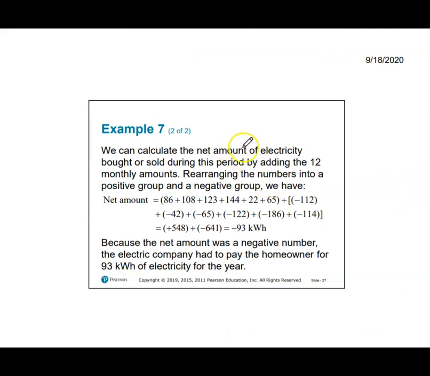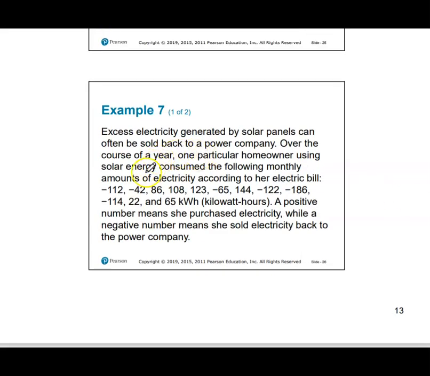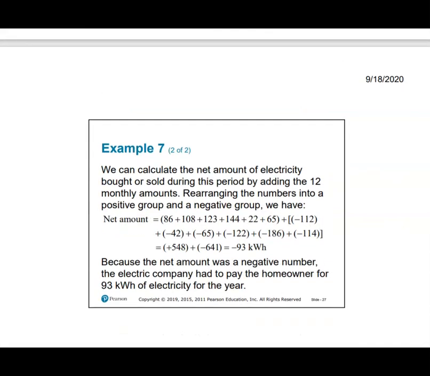So we can calculate the net amount of electricity bought or sold during this period by adding the 12 monthly amounts. So they've just taken all of our numbers and added them together. You can see that they've grouped the positives together and the negatives together. You don't really have to do that. You could have just typed in negative 112 plus negative 42 plus 86 plus 108. You don't have to group them together like they did, but that's what they did.